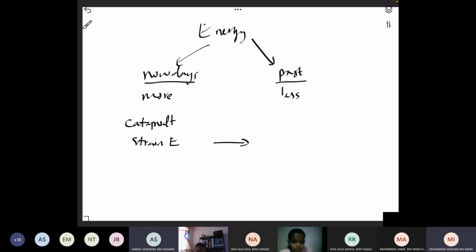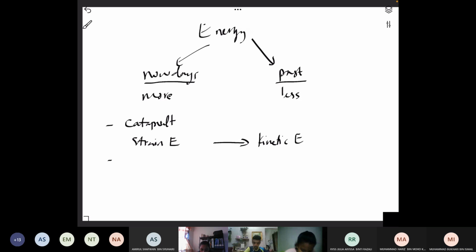When you pull the catapult and then you release it, what happens? Kinetic energy. Okay, good. Kinetic energy. But in examination, please write completely. Don't just write E. The next example, burning gas in a Bunsen burner.